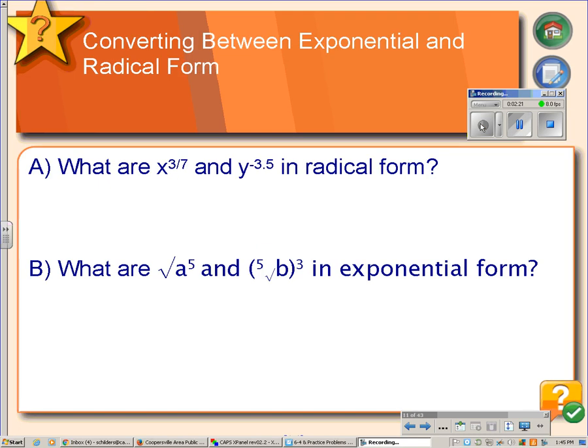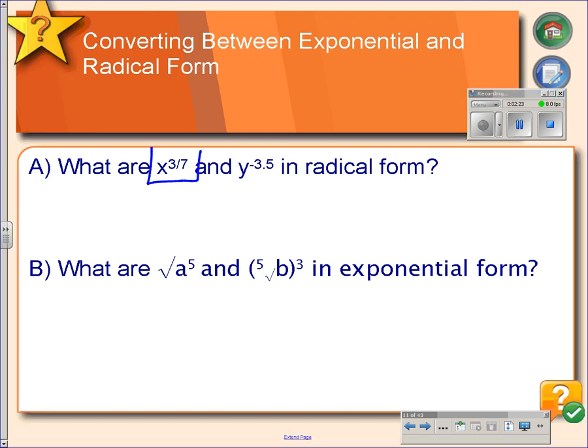So in example A here, we have x to the 3/7. Rewriting that as a radical, x is the radicand, the numerator is the exponent, and the denominator is the index. This one requires more work, so we'll do that one in class.